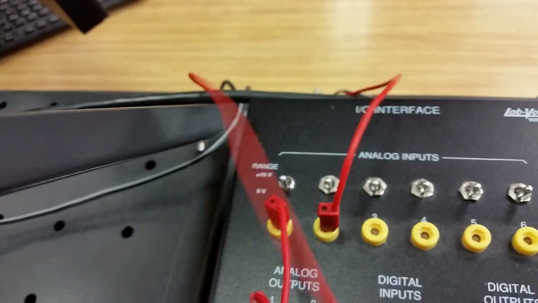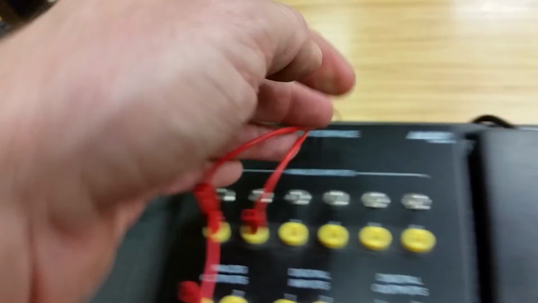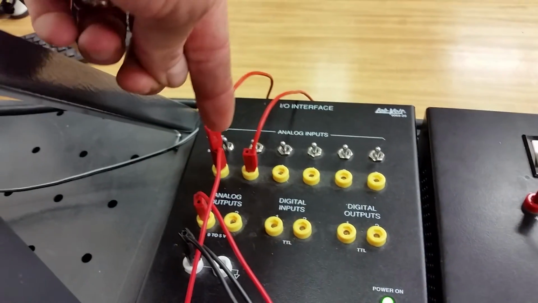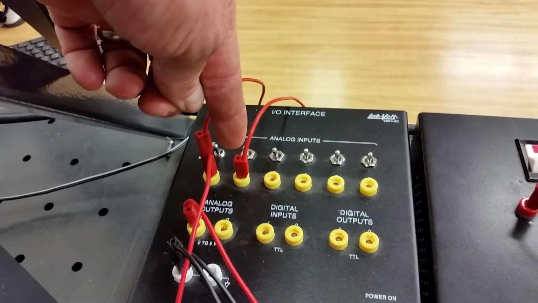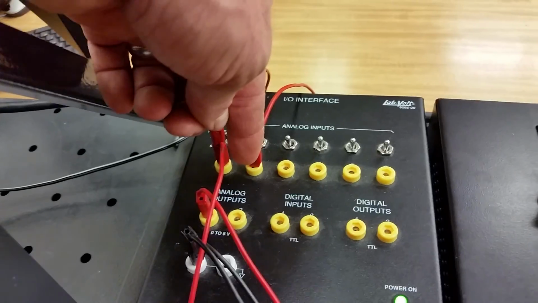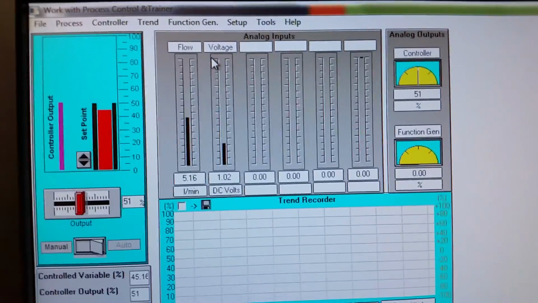Now, I also have a jumper over here, so I'm going to put a jumper from here to here, and we know that this is in parallel now, so the voltages are the same. I've got 0 to 5 volts coming back from the DP cell. That same voltage is being applied here. So now I can have one showing my flow and one showing my voltage. That's what you're seeing right here on the screen. One is referencing flow, one is referencing voltage.